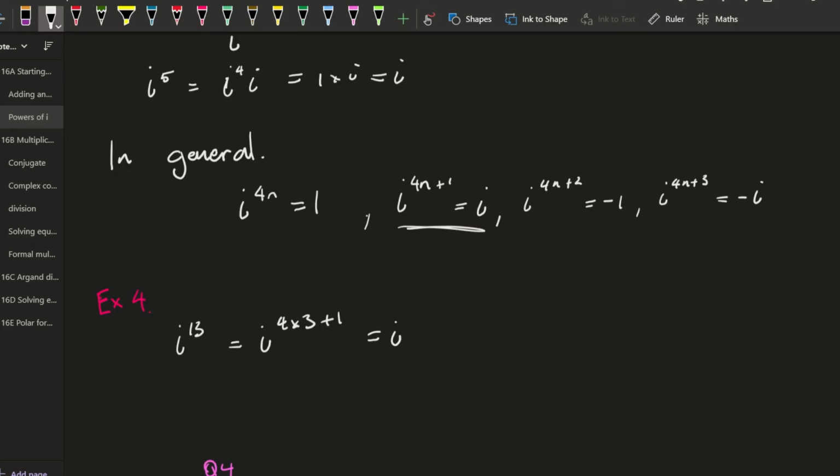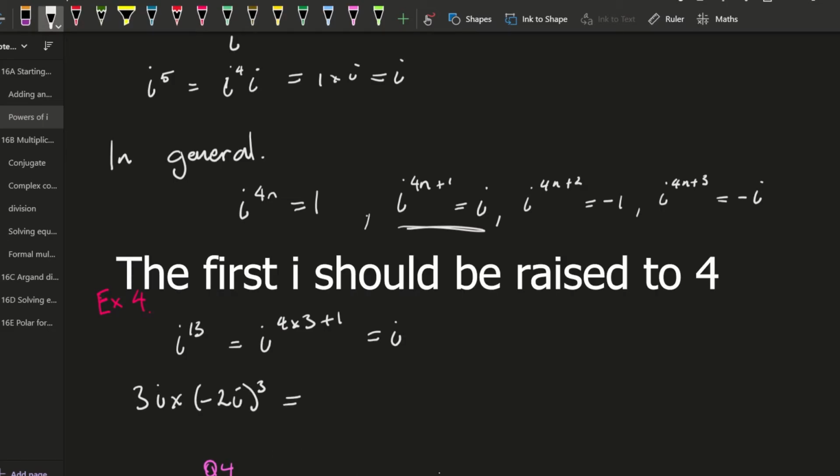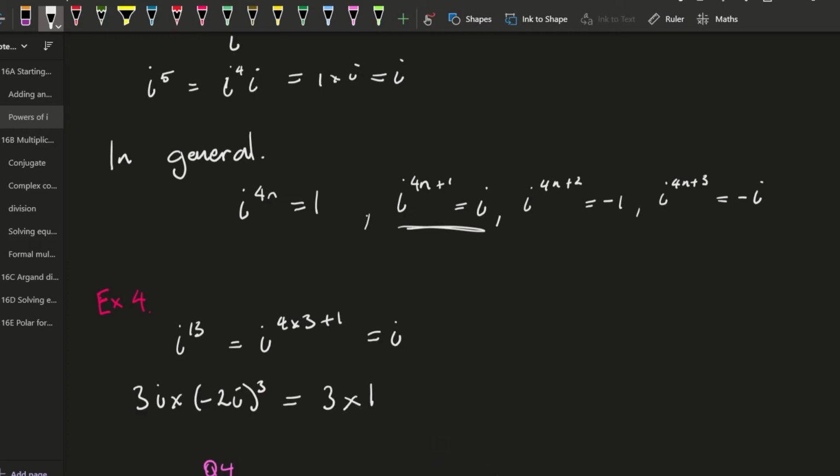And the final part of this example, they want us to figure out 3 times i to the 4 times minus 2i raised to the 3. So it's always easy to break these up. 3 is obviously 3, and i to the 4 is 1. And if you raise objects in a bracket to the power of 3, then you obviously raise each factor there to the power of 3. So we've got minus 2 to the 3 times i to the 3.